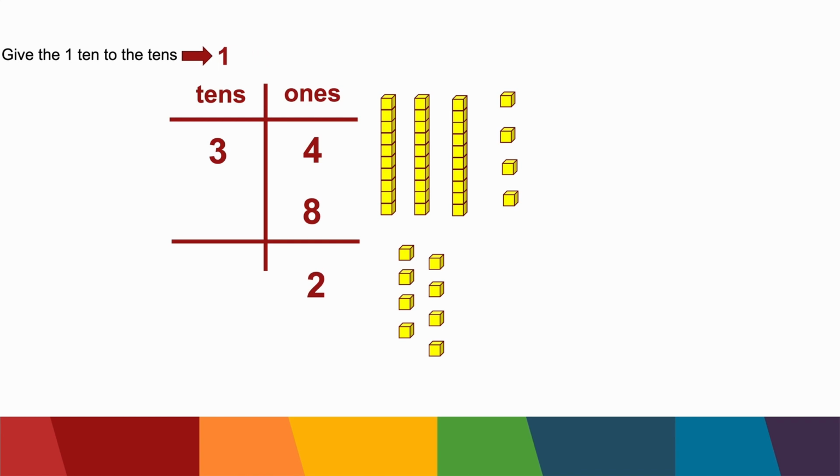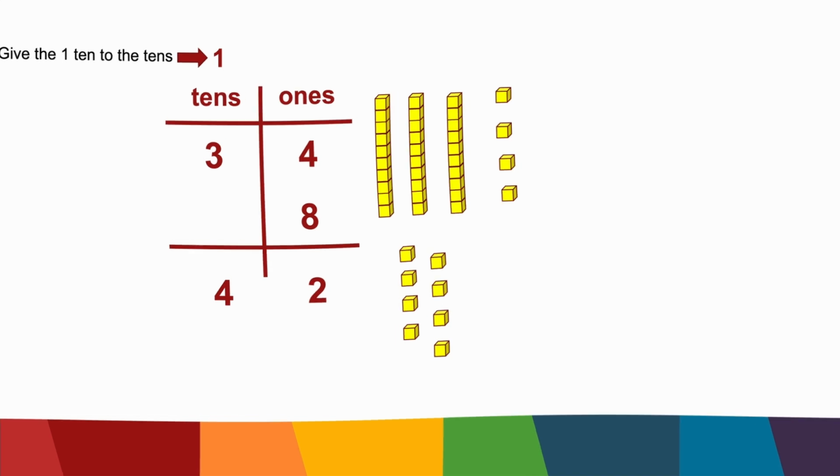You just bring the 2 down. And then we have 1 plus 3 equals 4. 34 plus 8 equals 42.